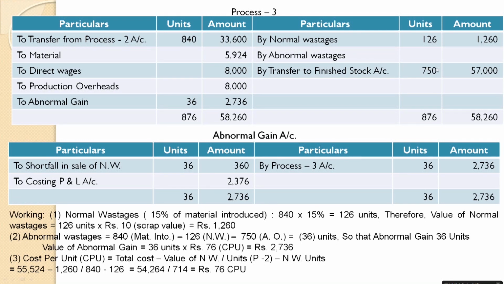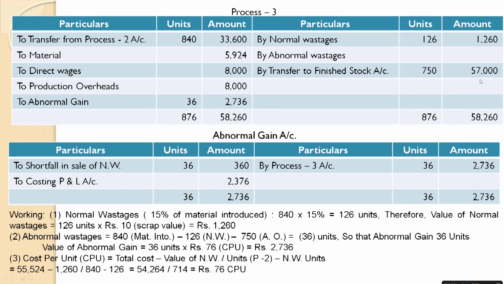So, these are the units which are actually transferred into the finished stock account. What is your cost per unit? CPU, that is 76 rupees per unit. So, 750 units multiplied by 76 rupees per unit comes to 57,000. Again the total is tallied on both sides, 58,260. It means whatever value we determined for the actual output of process 3 is perfectly right.